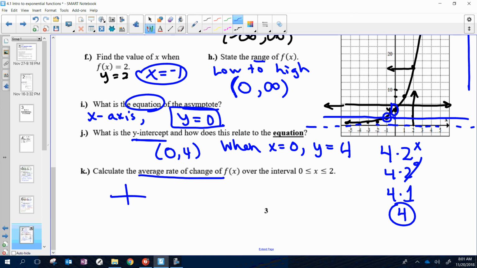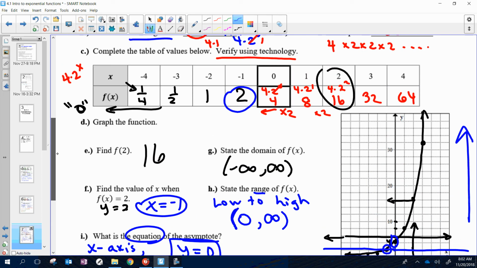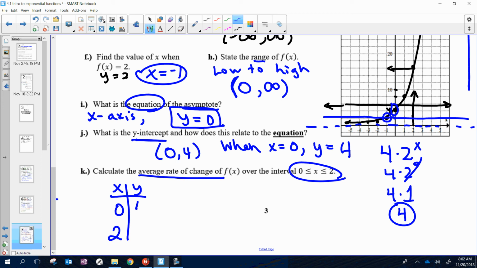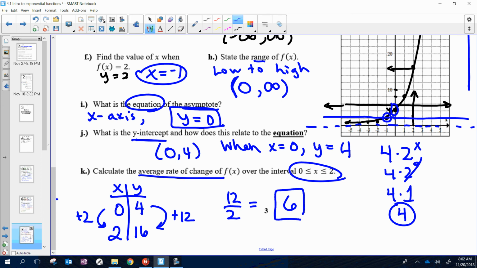Average rate of change. 0 to 2. Put in my x's, get out my y's. 0 to 2, 0 was 4, and 2 was 16. 0, 4, 2, 16. This change from here to here is an increase of 12 when this increases by 2. 12 over 2 is a rate of 6.